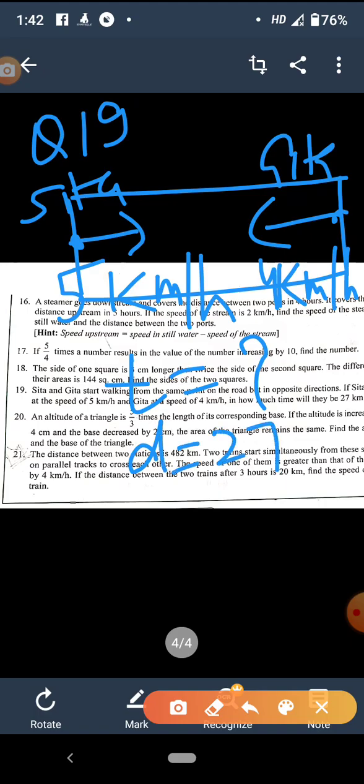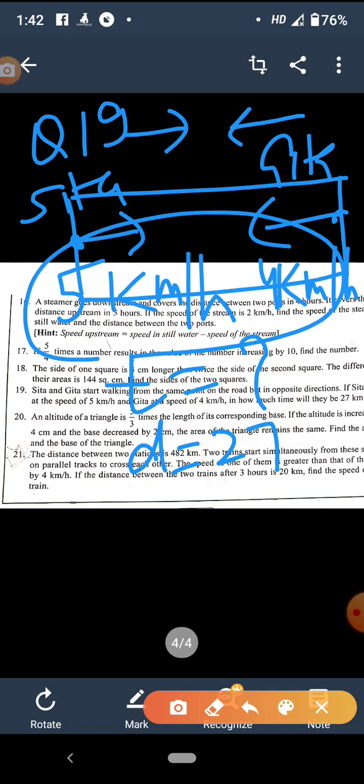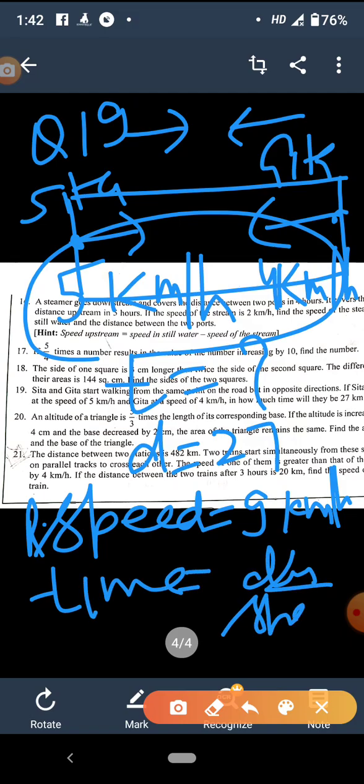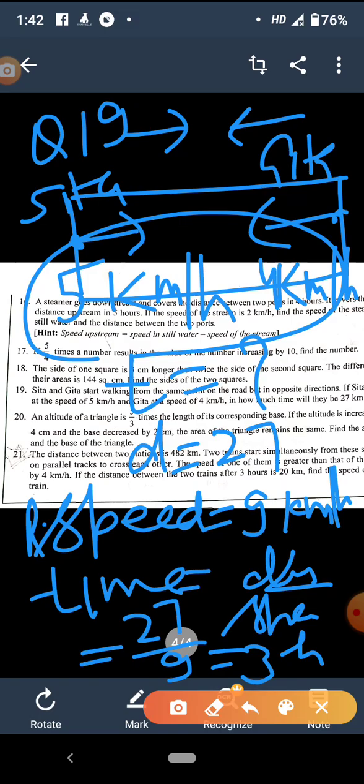So distance is given. When they are moving opposite to each other, speed will be added. So relative speed will be 9 km per hour. Now the formula for time is equal to distance upon speed. So distance is 27, speed is 9, so time is 3 hours. In this manner you have to do this question.